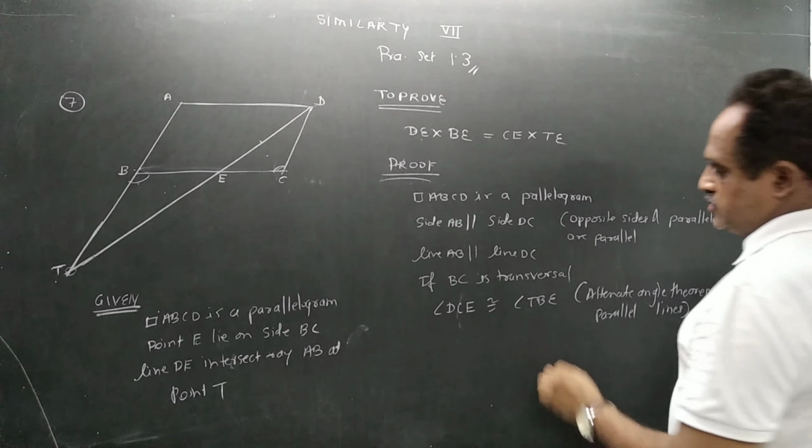Now, question number 8 has a figure, and they have given segment AC and segment BD intersect at P.